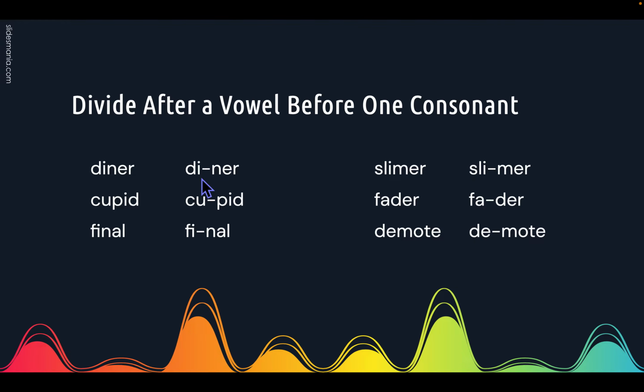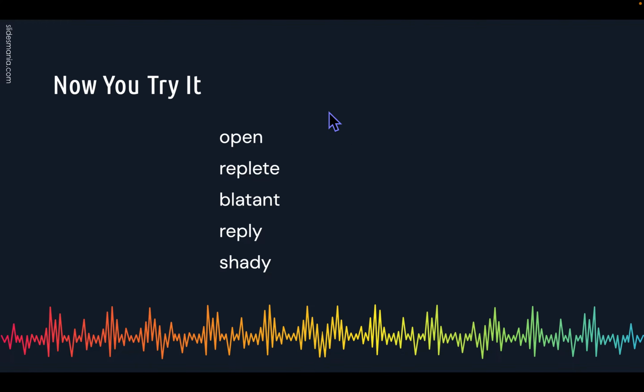So we want the long I sound for these 2 words. The long U sound, which has 2 sounds, oo and u. Here we want the U after the C. A long A sound, I, and E. So diner, slimer, cupid, fader, final, demote. Pause the video and use this new rule to see how you do with these 5 words.